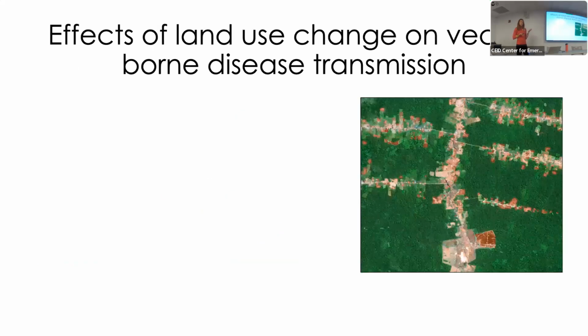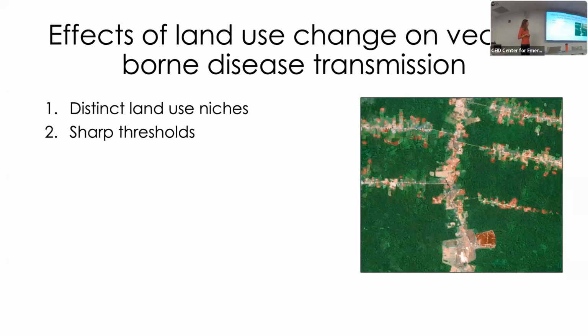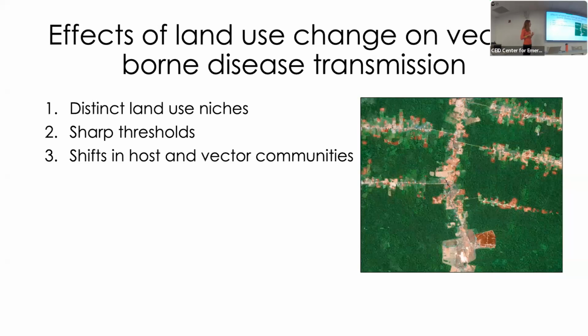So to summarize the effects of land use change on vector-borne disease transmission, we do find evidence for distinct land use niches for different vector-borne diseases. We also see sharp threshold effects, which might otherwise seem unexpected. So over a fairly small transition in land use and human pressure, you see the sudden emergence or disappearance of a vector-borne disease. And this is driven by shifts in the host and vector community that either promote or disfavor a given vector or host.